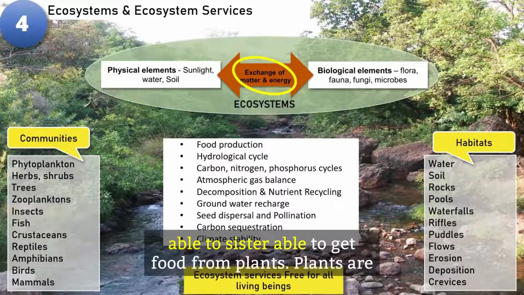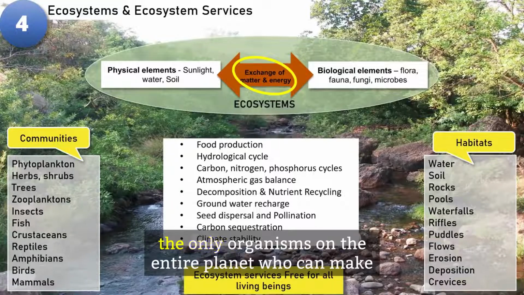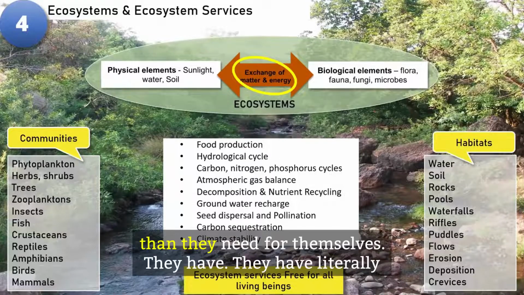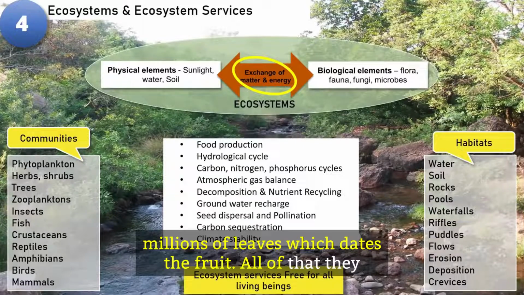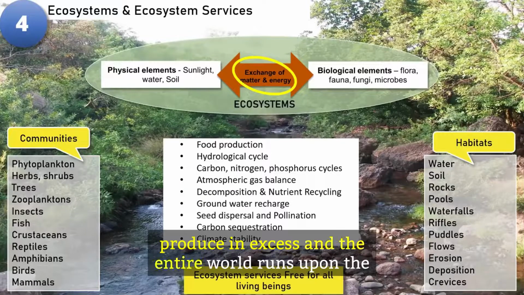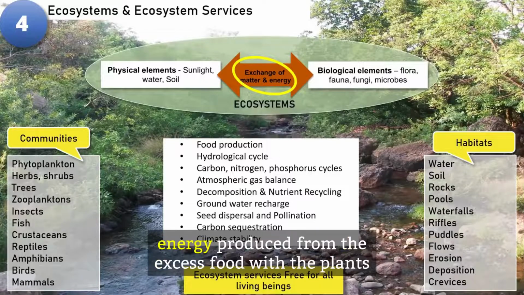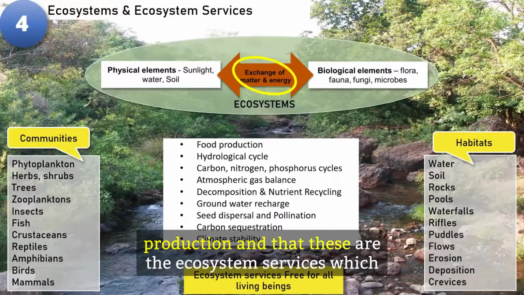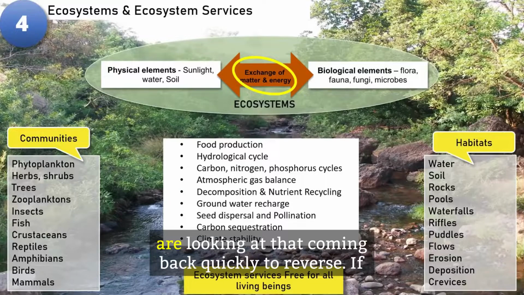which are able to sustain us, to get food from plants. Plants are the only organisms on the entire planet who can make their own food. All plants produce far more food than they need for themselves. They have literally millions of leaves, the fruits, all of that they produce in excess. And the entire world runs upon the energy produced from the excess food which the plants generate. So this is the primary food production, and these are the ecosystem services which we are looking at. Coming back quickly to rivers.